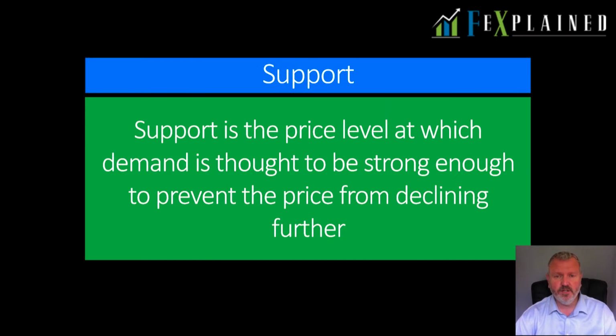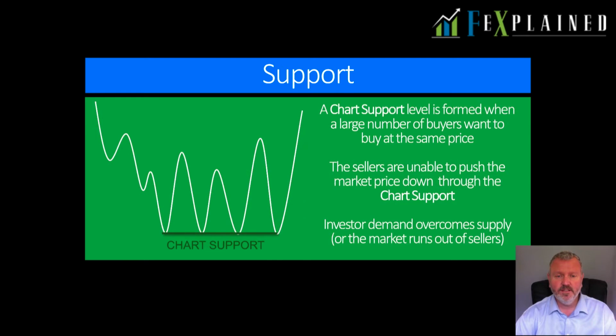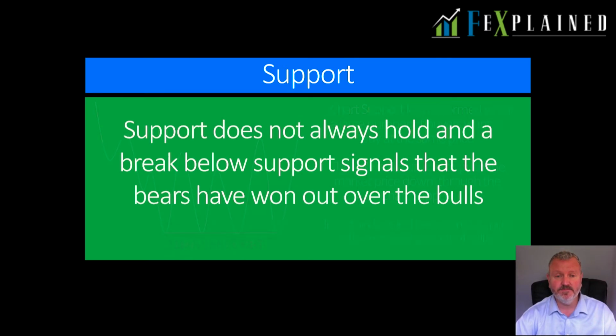So let's start off by looking at support. Support is the price level or the area or zone at which demand is thought to be strong enough to prevent the price from declining further. So here we're looking at chart support, the market moving lower, hitting this chart support area and rebounding on a number of occasions. A chart support level is formed when a large number of buyers want to buy at the same price. The sellers are unable to push the market down through the chart support, and investor demand overcomes supply, or the market runs out of sellers.